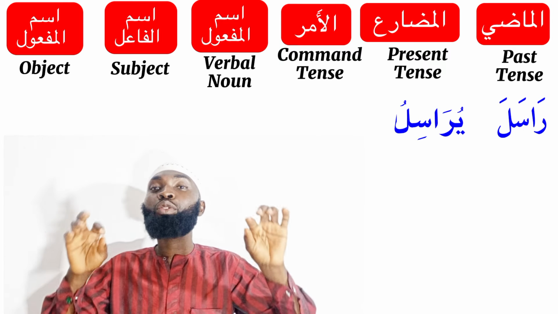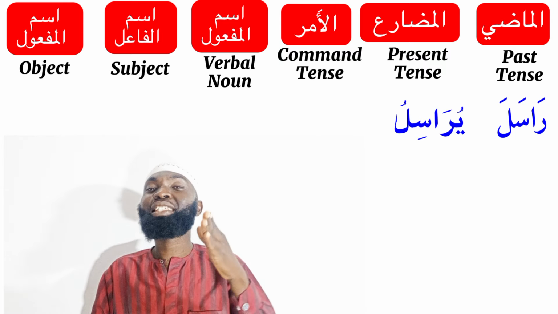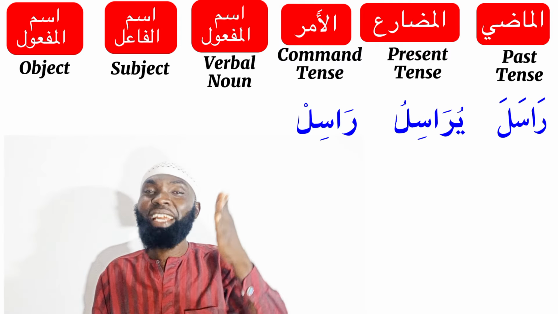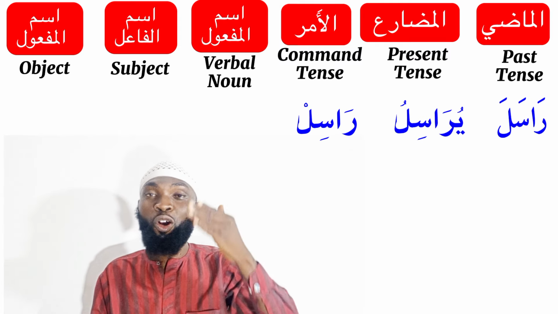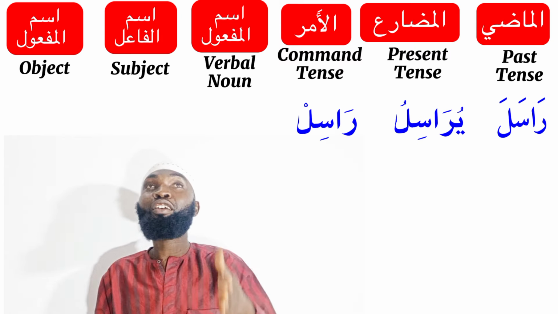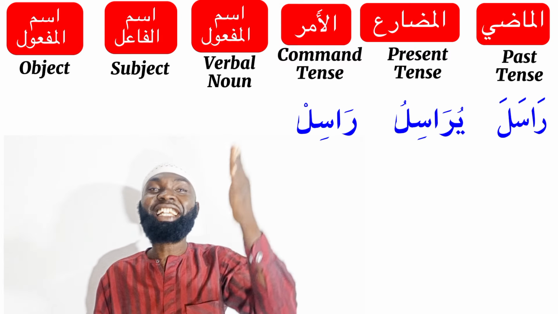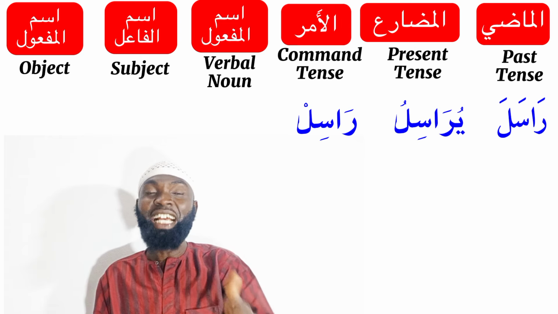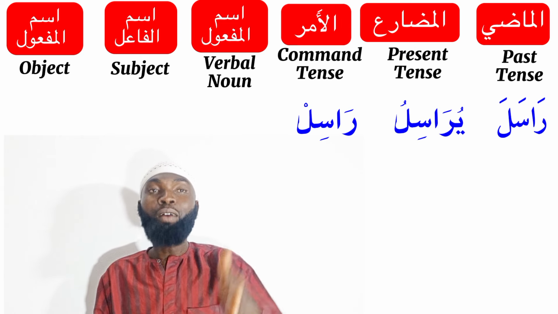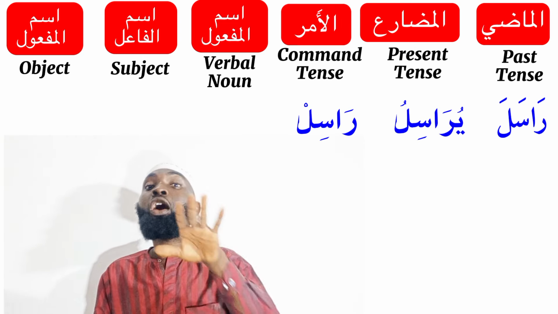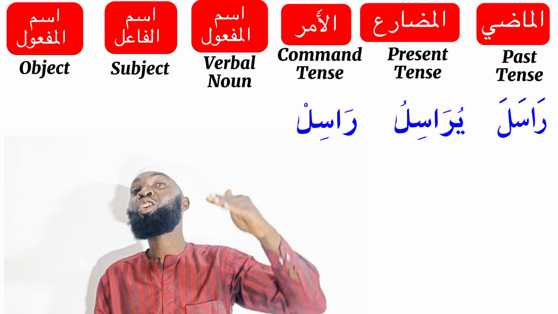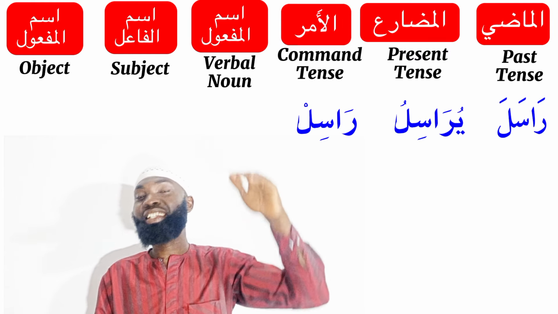Now, how do we form the command tense? You simply say rasil. Rasil means send, communicate, correspond, call, telephone. So rasil, like jahid. Jahid fi sabilillah, that is strive in the cause of Allah. Like qabil, meet. So all of these words, this is how to form their command tense, like rasil.